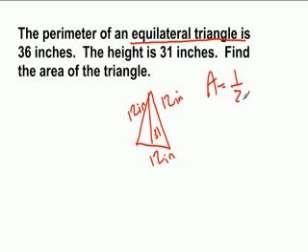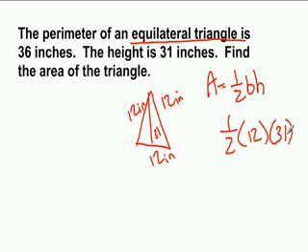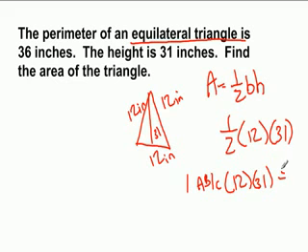So area is 1/2 the base times the height, which you do not have to remember because it's on our formula sheet. So 1/2 the base, parenthesis, 12 times 31. So on your calculator, you can hit either 0.5, because that's 1/2, or 1, A, B/C, parenthesis, 12, parenthesis, 31. That gives 186 inches squared.